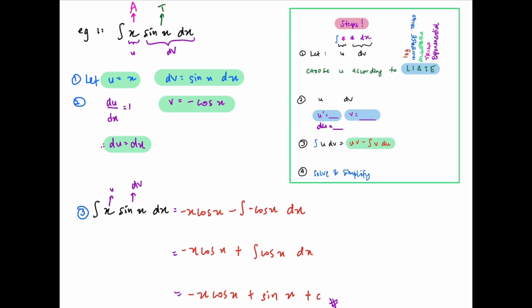Minus and minus is plus. The integral of cos x dx. Let's solve for this. The integral of cos x dx is just sine x. Therefore, this is your final answer: minus x cos x plus sine x plus c. So that's the end of example 1.